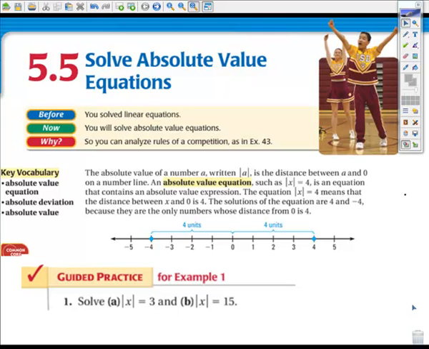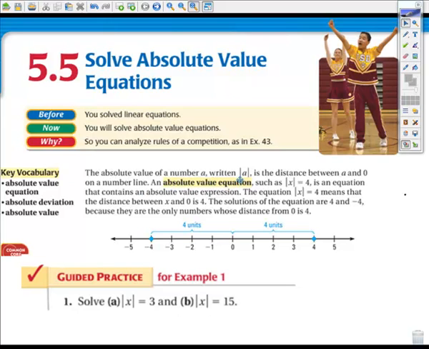Lesson 5.5 is dealing with absolute value equations. We know from our previous work that the absolute value of a number is written in such a way as right here. We've got the vertical lines, that is our symbol for absolute value. And the absolute value just means the distance from zero. And we know that distance is always positive. So here was your fill-in right here.